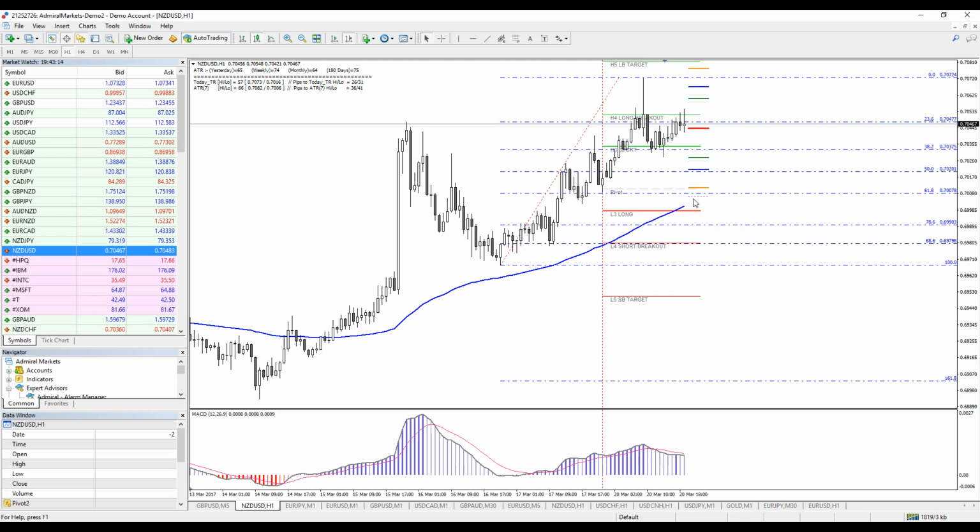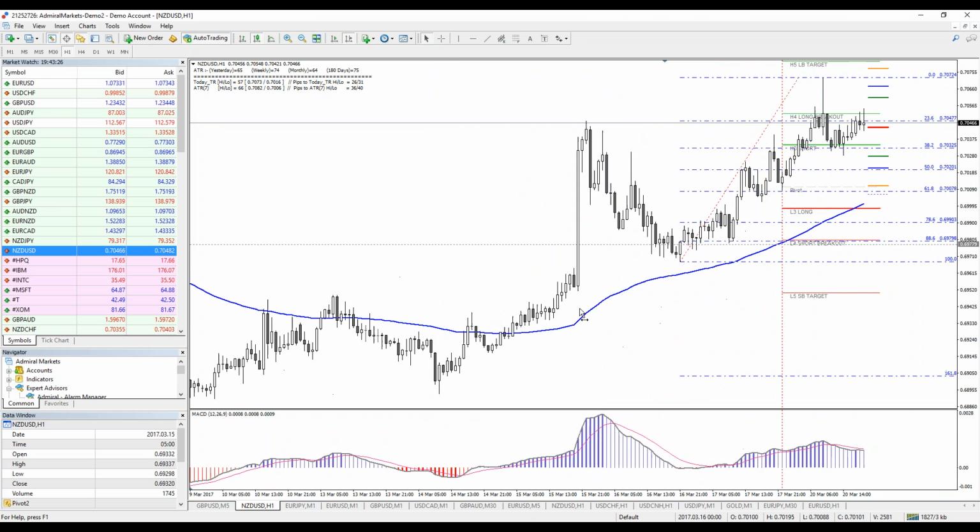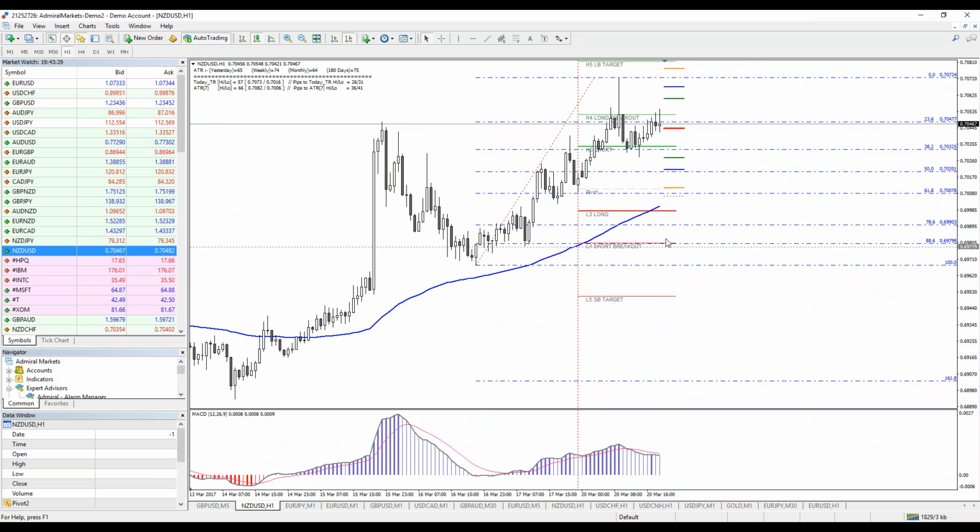So if it drops to L3 EMA 61.8, okay, there we have also, as you can see, a bullish order block slightly below, but it's still, okay, this is the zone. It could reject and go to the upside.